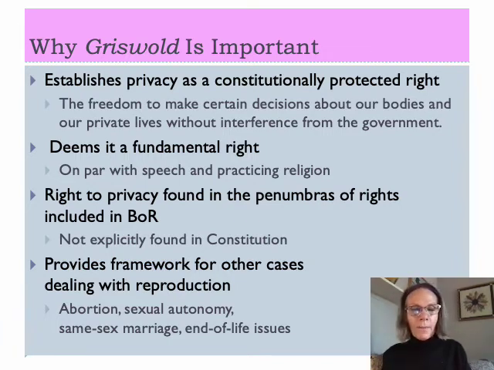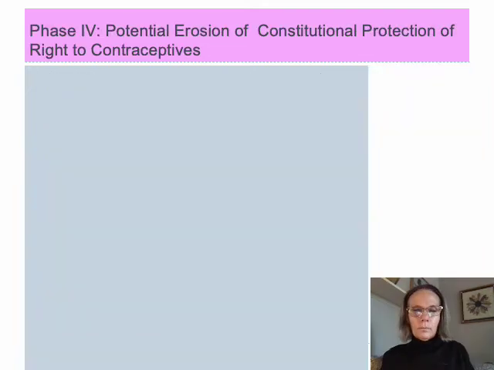And that's what we're going to talk about in the next lecture. And so Griswold provides the foundation for abortion rights, for sexual autonomy, that is, two adults making decisions about who they want to have sex with, same-sex marriage, and end-of-life issues as well. So it's an incredibly important case.